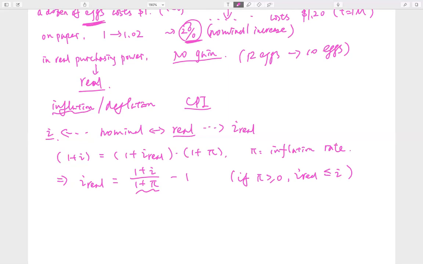Of course, if there's deflation, so the value of pi is negative, then you will actually enjoy much more if you put money in the savings account. That will give you a much bigger purchasing power. So that is the entire mathematics behind everything.